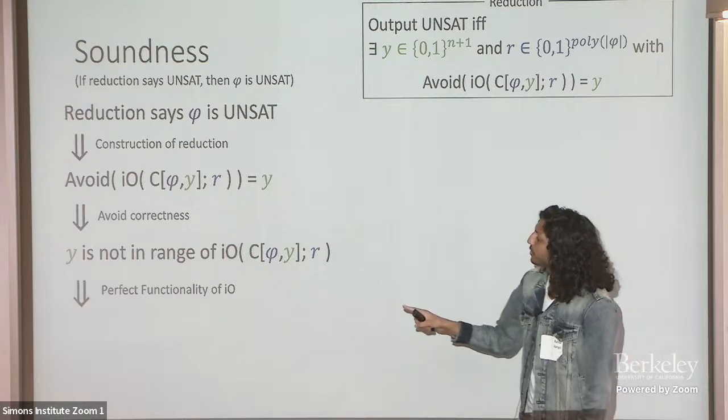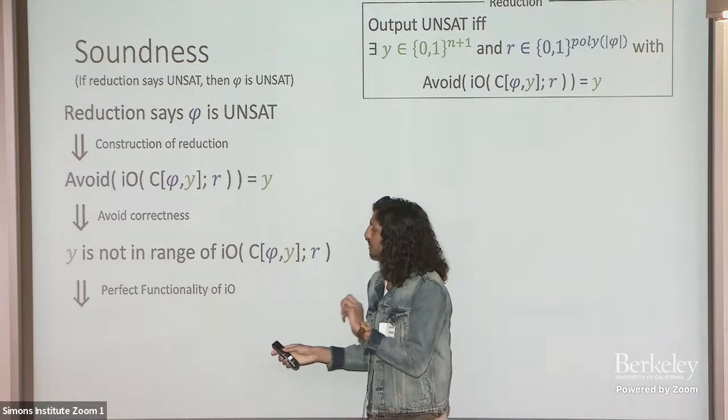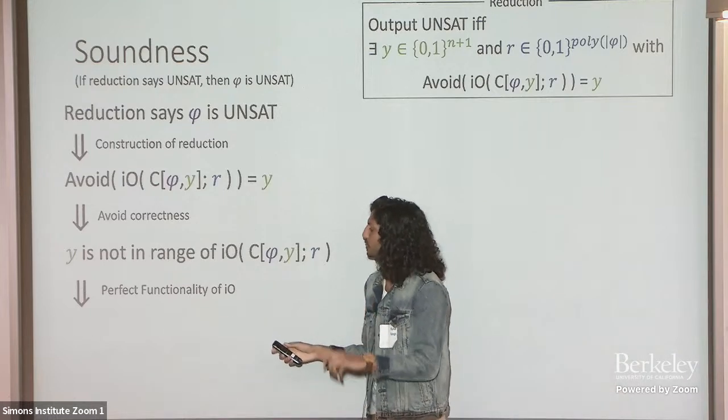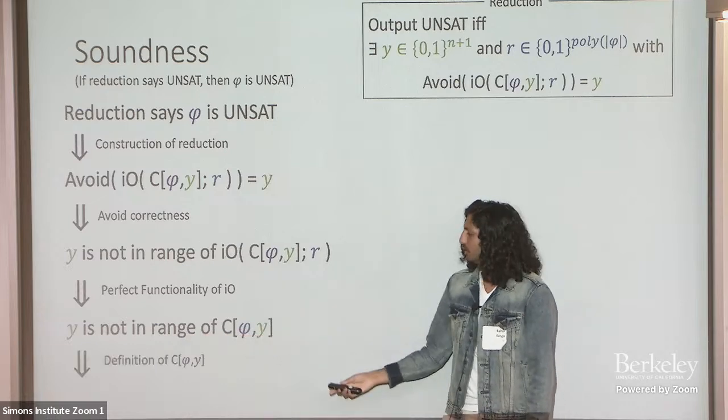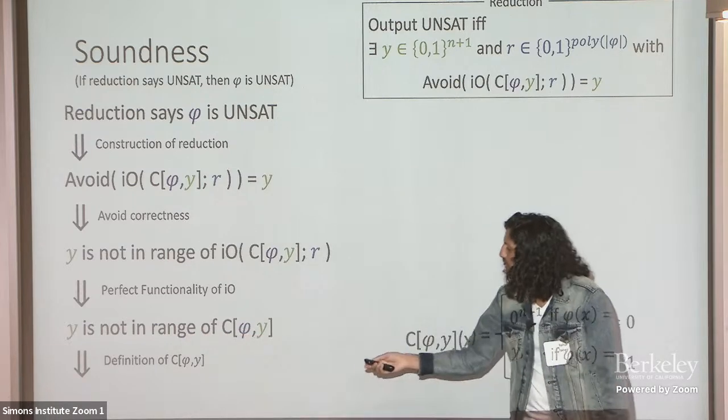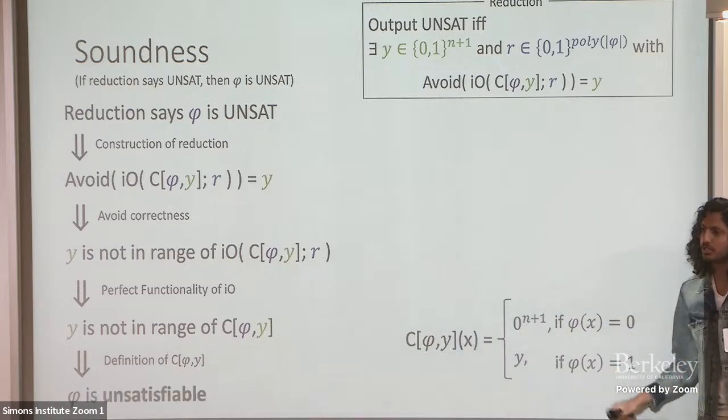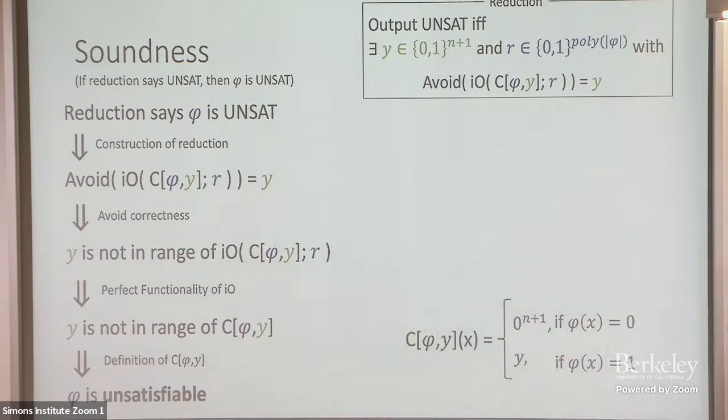If avoid was a randomized algorithm, you don't necessarily know this is true. And now, by the perfect functionality of IO, here's where you're using that it has perfect functionality, you know that Y is not in the range of C phi Y. And then by the definition of C phi Y, this means that phi is unsatisfiable. Okay, did that make sense?